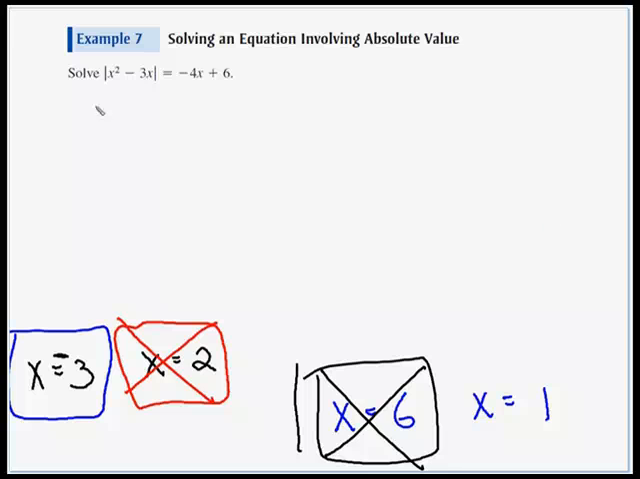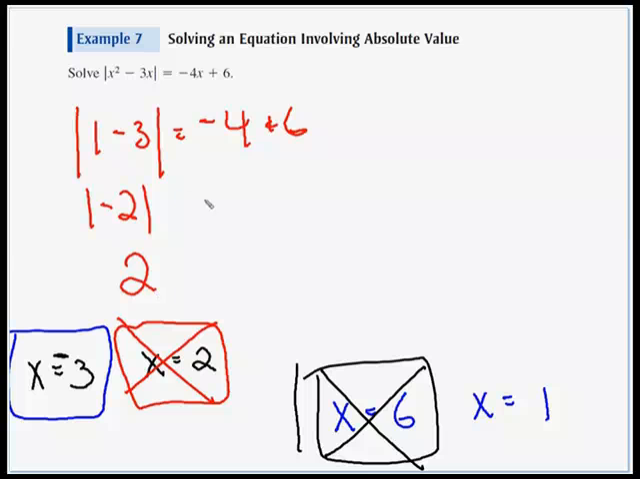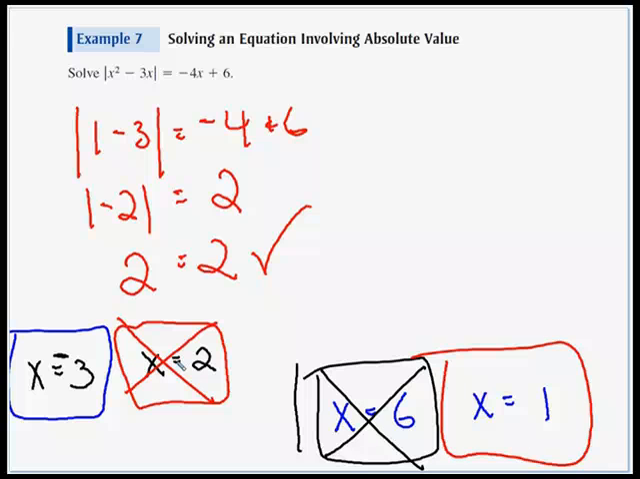And lastly, x is 1. 1 squared is 1. Minus 3 times 1 is 3. Does that equal negative 4 times 1 is negative 4 plus 6. So here on the left, we're going to have a negative 2 in the bars, and the bars will make them a positive 2. And on this side, negative 4 plus 6 is a positive 2. So that answer did check out. We had one good one and one bad one from each scenario, positive and negative assumptions.